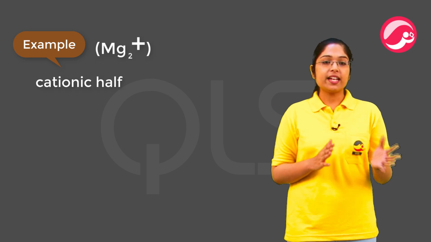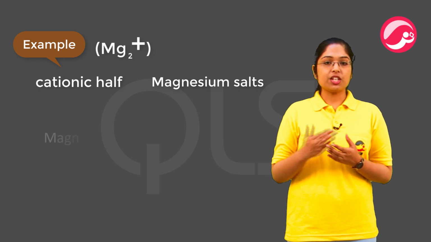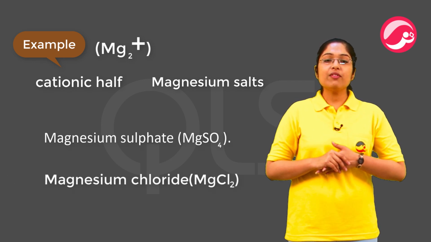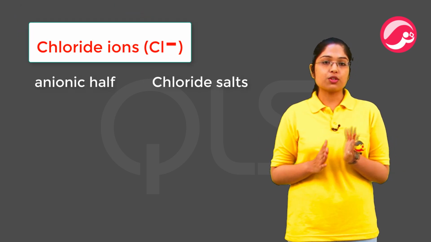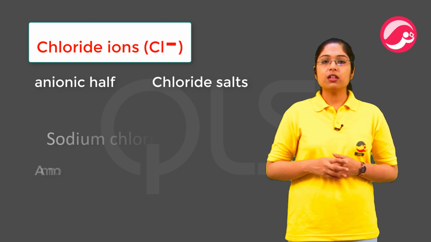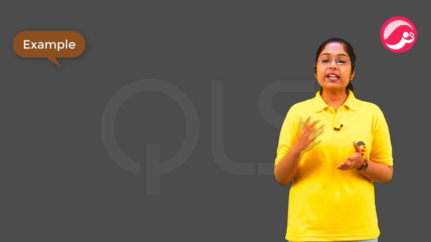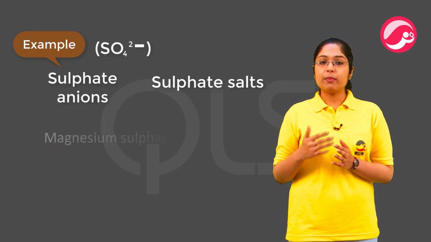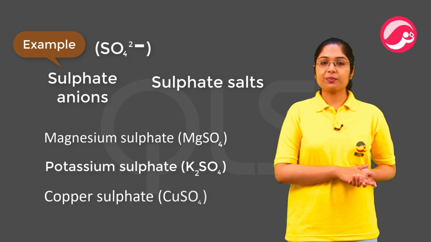While the salts having magnesium ion in its cationic half are placed in the family of magnesium salts like magnesium sulfate and magnesium chloride. The salts having chloride ion as their anionic half are placed in the family of chloride salts like sodium chloride, ammonium chloride, potassium chloride, while salts with sulfate ion are placed in the family of sulfate salts like magnesium sulfate, potassium sulfate and copper sulfate.